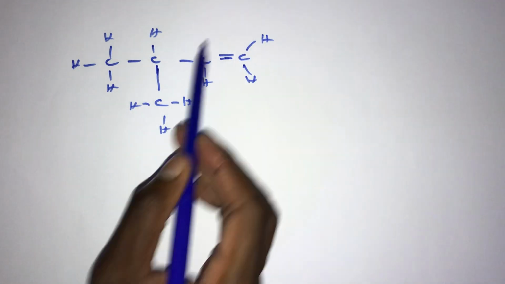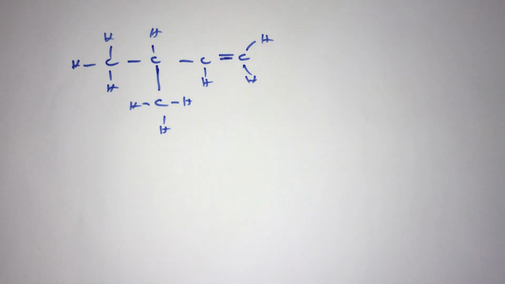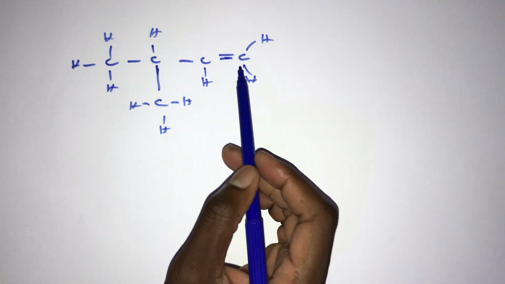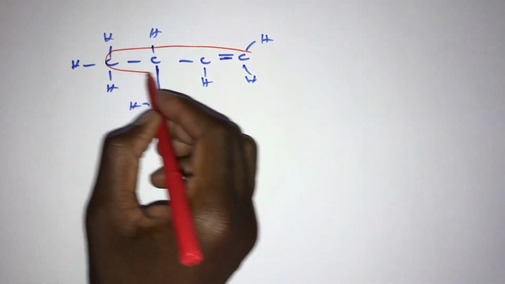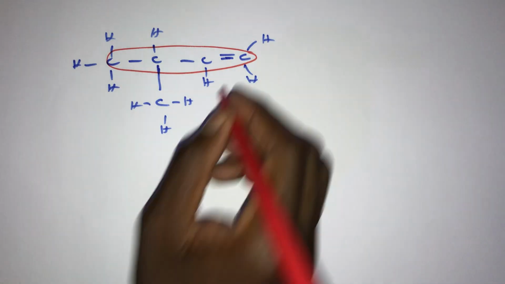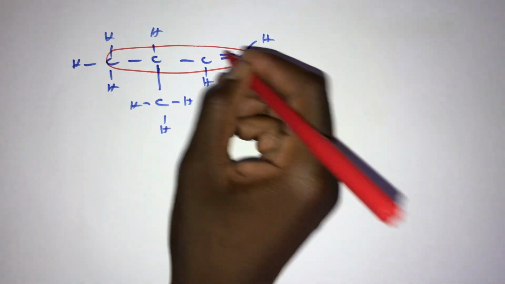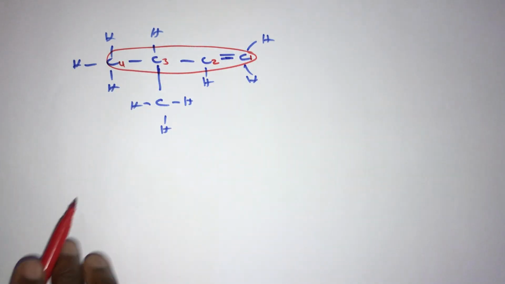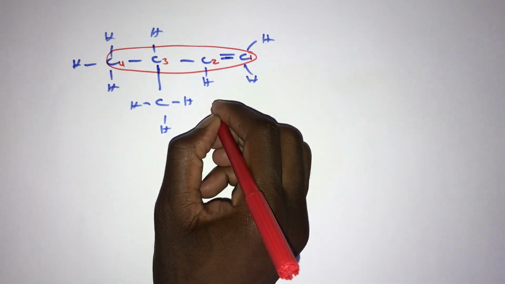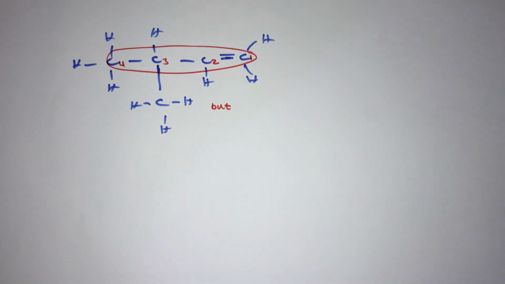So now, since we have a double bond, and the double bond is a functional group, that means we must consider the functional group first before the branch. So let's check. The functional group here is in carbon atom number 1. That means we're going to start counting from this direction. So this is our longest chain now. So we're going to start numbering from this 1, 2, 3, 4. So this is 4 carbon atoms. 4 carbon atoms, we call it butane.